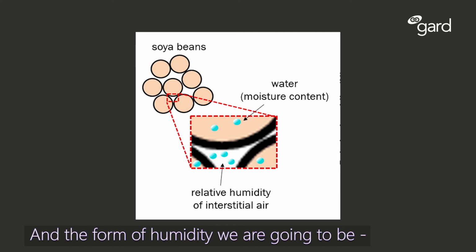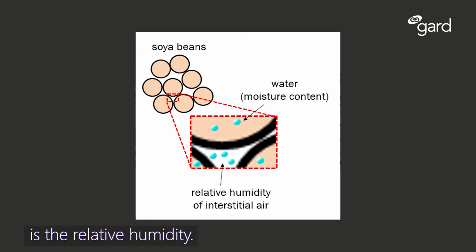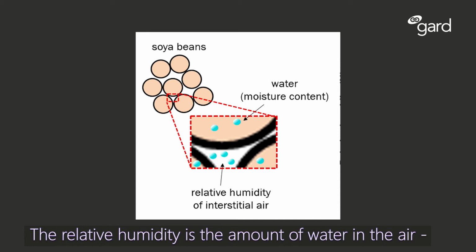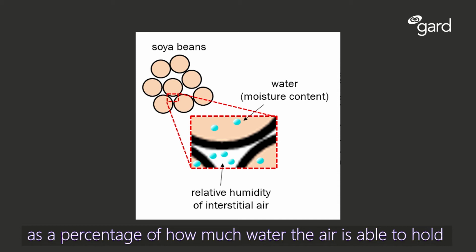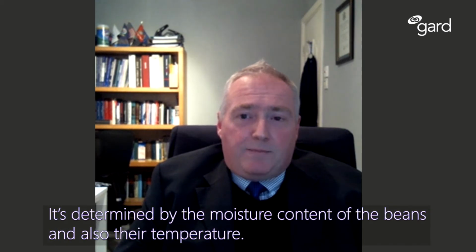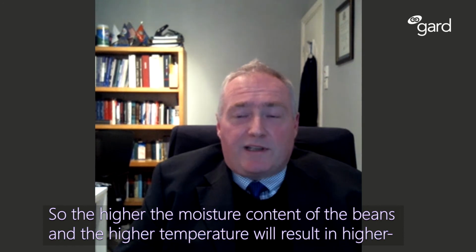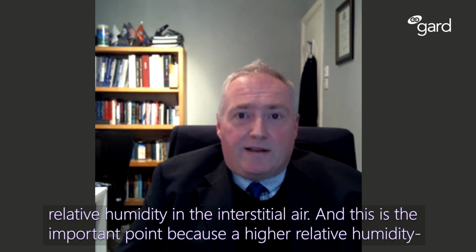And the form of humidity we're going to be talking about here more than other forms is the relative humidity. Relative humidity is basically the amount of water in the air as a percentage of how much water the air is able to hold at that given temperature. It is determined within the interstitial spaces by the moisture content of the beans and also their temperature. So the higher the moisture content of the beans, the higher the temperature, or both, this will result in a higher relative humidity in the interstitial air.